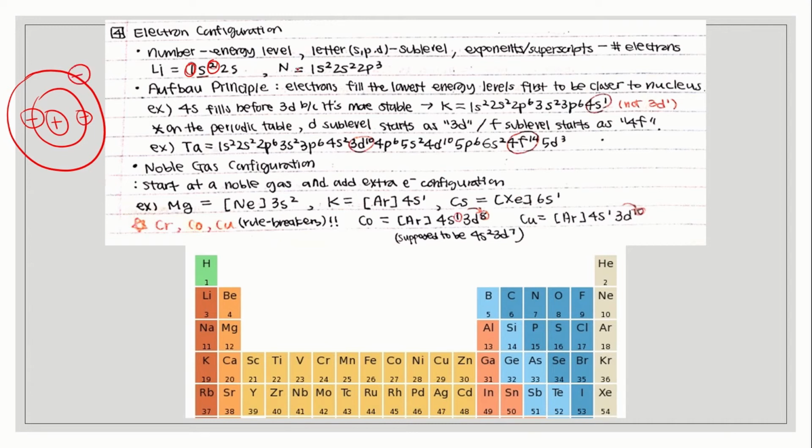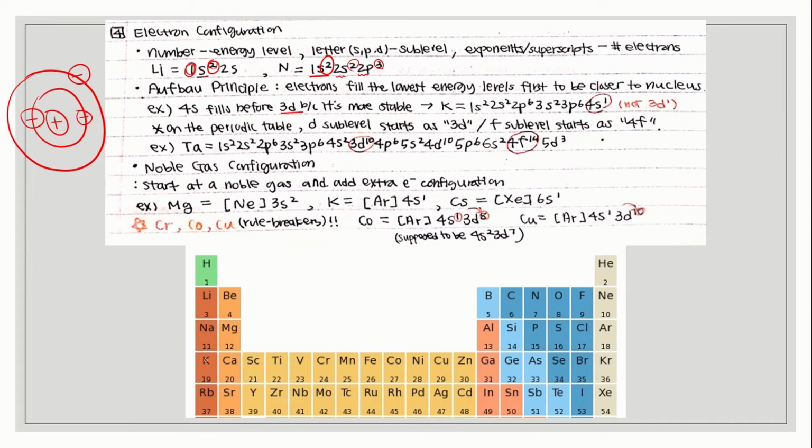And for nitrogen, you can see that nitrogen would have 2 electrons in the first energy level and 5 electrons in the second energy level, because they're all in 2s or 2p. Aufbau principle states that electrons fill the lowest energy levels first to be closer to the nucleus. So 4s fills before 3d because it's more stable.